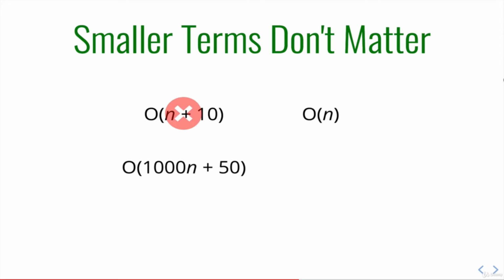Or in this case, O of 1000n plus 50, we can simplify that just to O of n. We don't need the constants, and we don't need the small term at the end. Now, how about this one? N squared plus 5n plus 8.